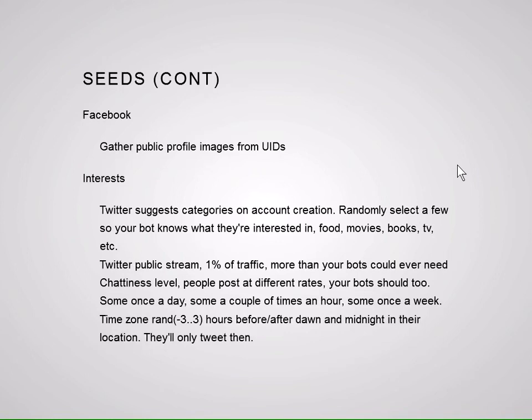And you can give your bots realistic interests very easily. For example, Twitter suggests categories that you might be interested in when you create an account, whether it's movies, books, TV, cooking, gardening, etc. So you just pick a couple of those, and then your bots now have interests. A little bit of Bayesian filtering, and you can determine what posts to the public stream fall into each of those categories, and then it can randomly grab one every now and then and put it out, and it looks just like any other member of the community.